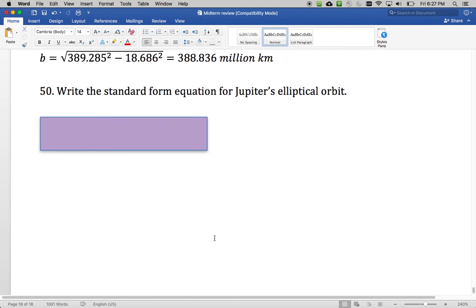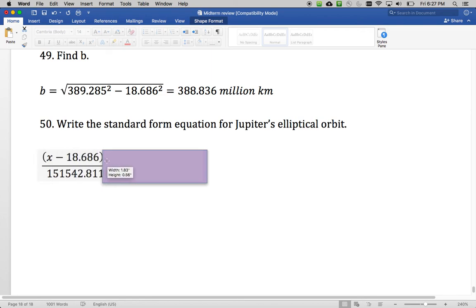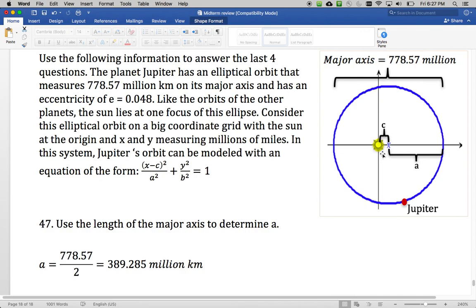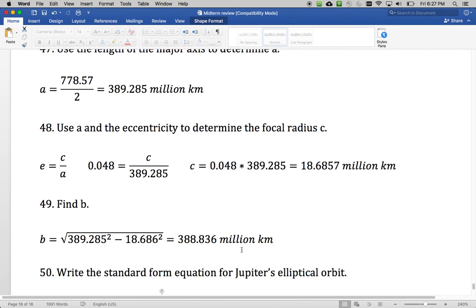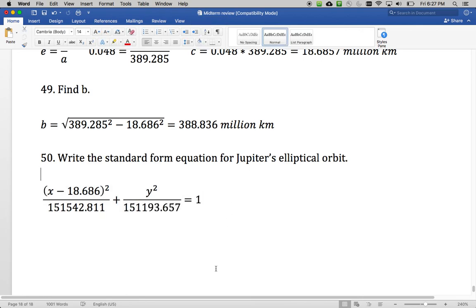All right, now to do our standard form of the equation. So the biggest thing, make sure you put your C value in for your H, because let's go back up here. The sun is at the origin, and the center of your orbit is C units away from the sun. Okay, so that's why we have C there. Square your A value, square your B value, set it equal to 1, and you're done.